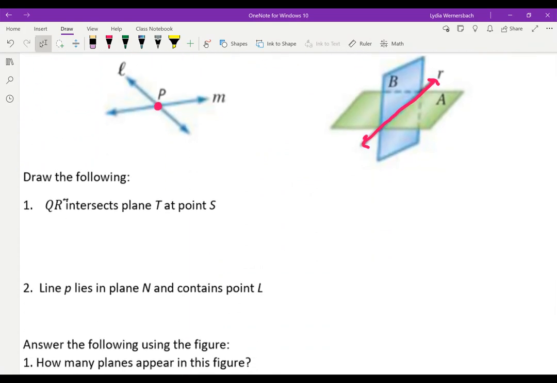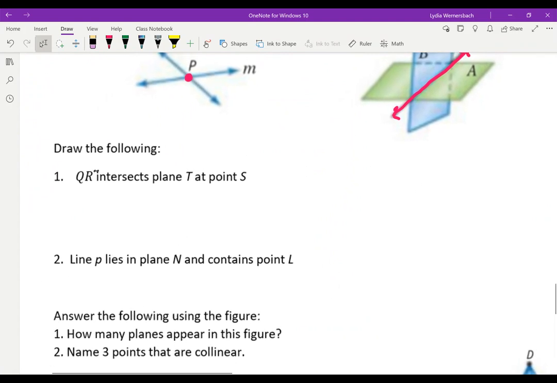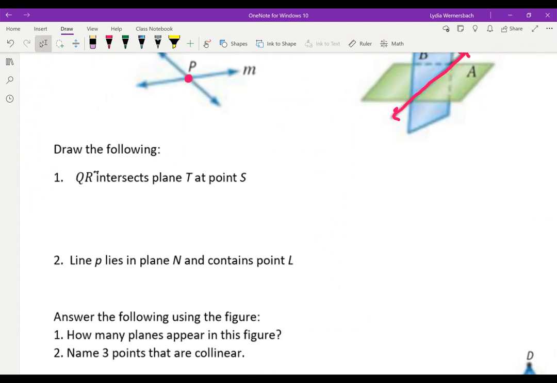So we are going to have to draw a little bit in this class, and we're just going to draw it to the best of our ability. There's a couple of options. This printed a little weird. Sorry about that. So this QR should look like that. But it says QR intersects plane T at point S.